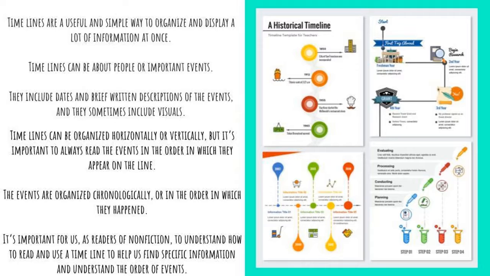Now, sometimes we will have this feature in our nonfiction book, and if we're glancing over to see if we're interested in this book, we can look at the timeline to see about a person's life or events. So remember, when we're reading nonfiction books, we can jump around. This is a feature that we can look at before reading a text or after to make sure that we understand the topic at hand.